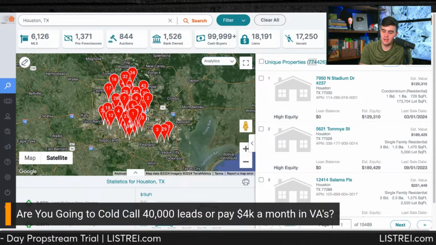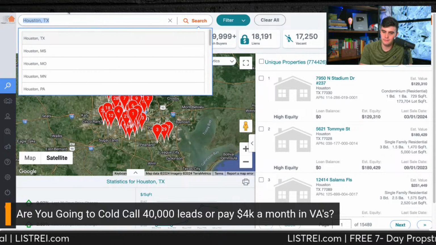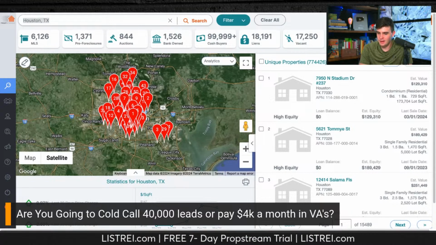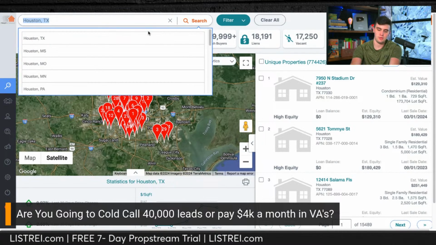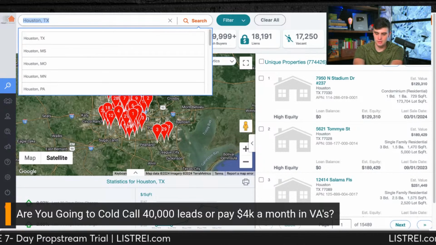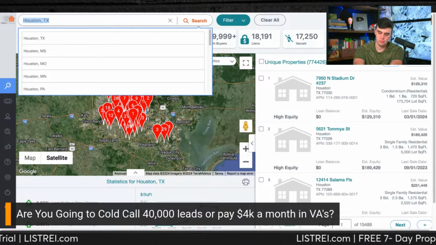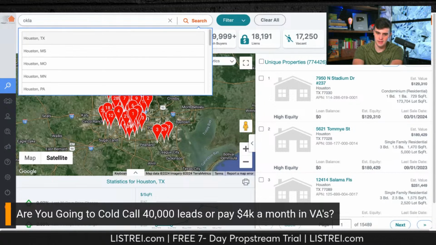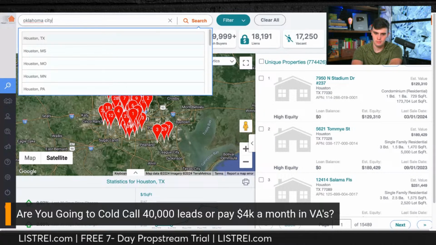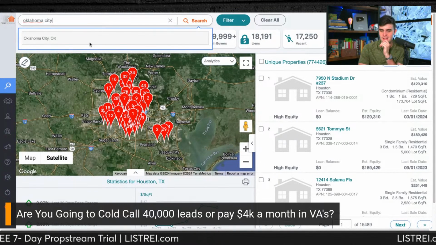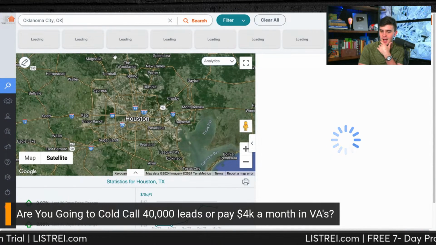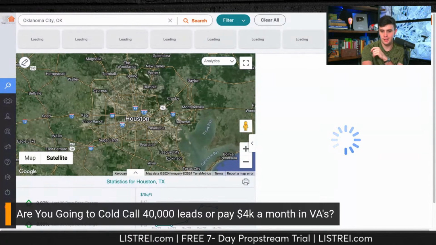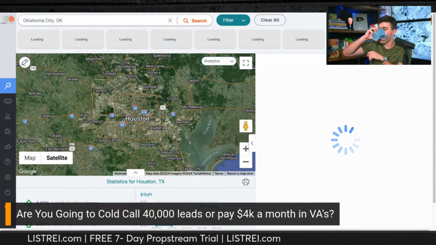And that is the main issue we have here. If we did, for example, let's see what other city we got. Ohio's a little crazy. Let's do Oklahoma City. Oklahoma City is not crazy big, but still, if I just did a high equity filter on Oklahoma City, let's pop it up here and see what we get. You're going to get a lot. You're going to get a stupid amount.